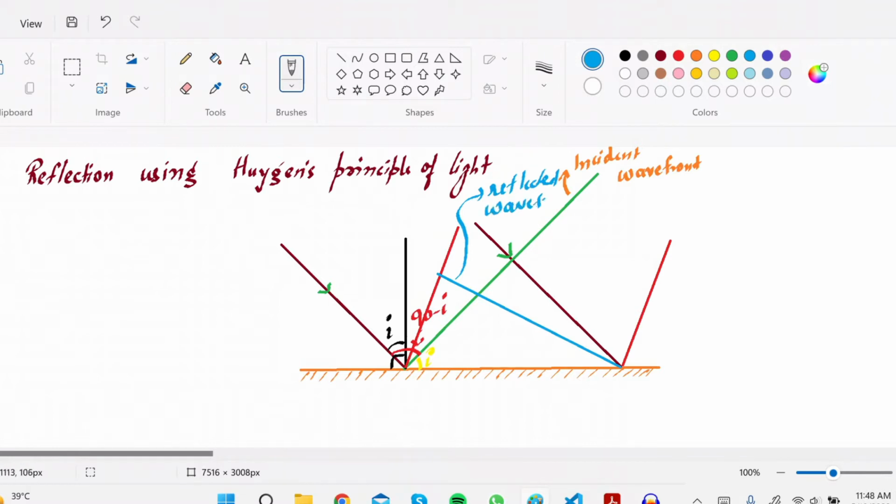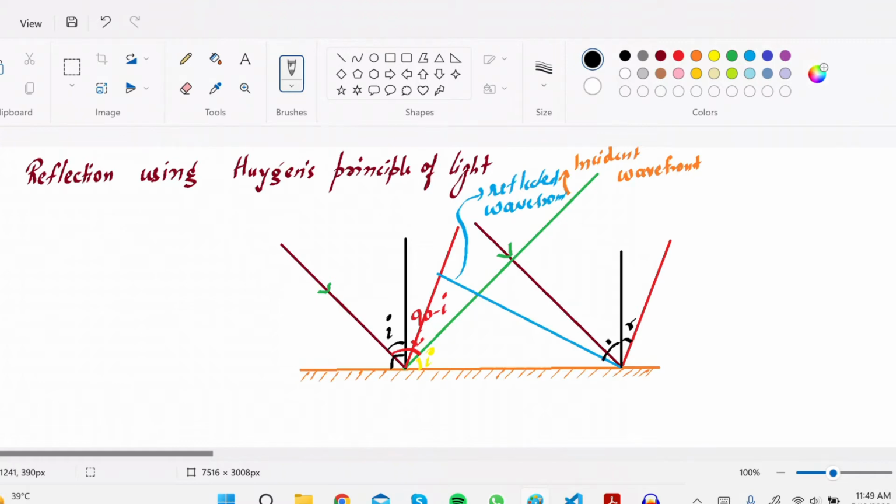Now, let's use the same analogy. If I want to make a perpendicular over here, this is the normal to the surface. This is our normal, right? Normal to the surface. Which surface? The orange one, which is our reflecting surface. So what is this angle? This angle is r. If this is r, what will be this angle?